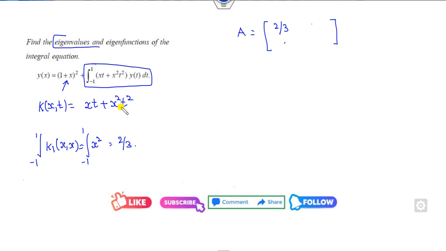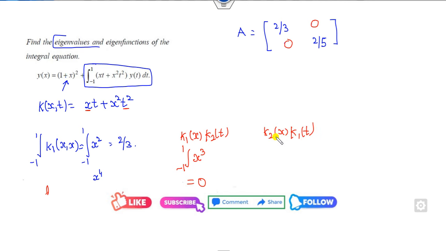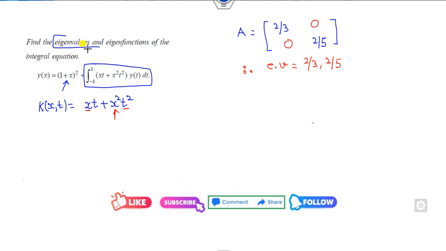So this will be 2 divided by 3. Similarly, k2, it is x4. So integration of the x4 will be 2 over 5. Then k1 of x, k2 of t, that is x cube from 1 to minus 1, which is 0 because of the odd function. Now since the function is symmetric, this value is also 0. Otherwise, you may find k2 of x, k1 of t. So what is that? K2 of x is x square, this is x. So the integration of this from minus 1 to plus 1 is again 0. So what are the eigenvalues? 2 over 3, 2 over 5, because these are the diagonal values. So therefore, the eigenvalues of this given equation are 3 over 2, 5 over 2.